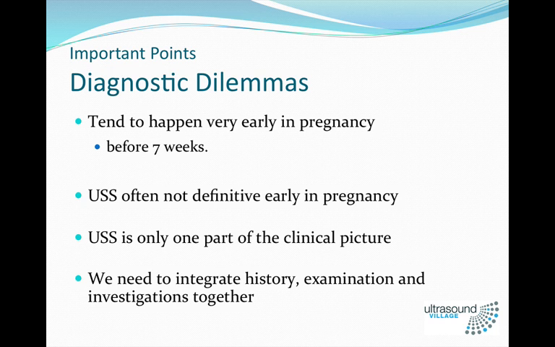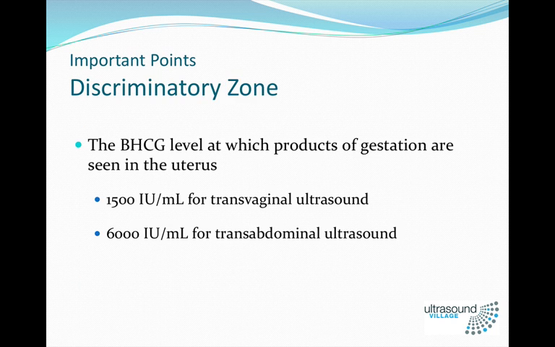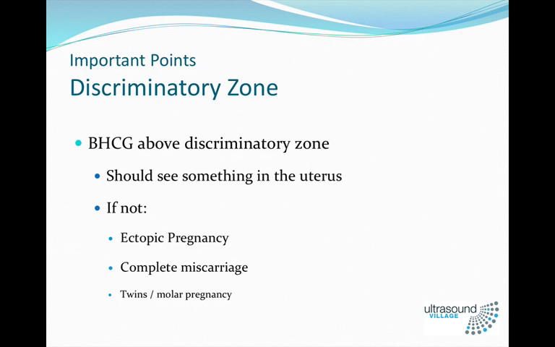But ultrasound is only one part of the clinical picture. We're clinicians. And the beauty of having ultrasound in our hands is that we can integrate the findings into our clinical picture. And that's really important. We've mentioned the discriminatory zone, the level of beta HCG at which you should see something in the uterus. If your beta HCG is above the discriminatory zone, so you've got high beta HCG, you should see something in the uterus. If you don't, what does that mean?